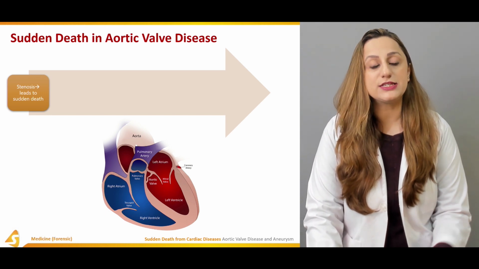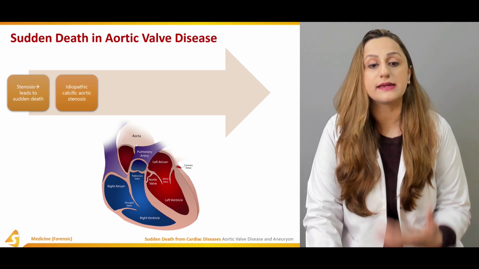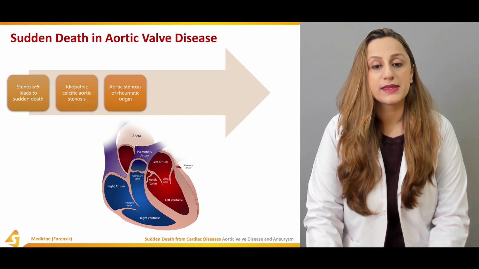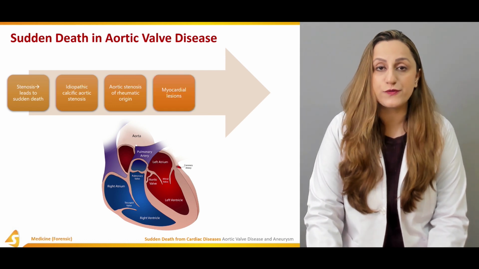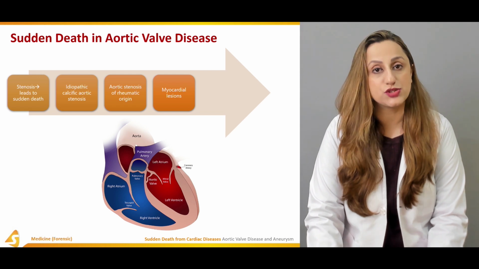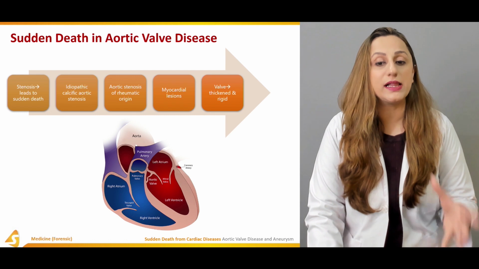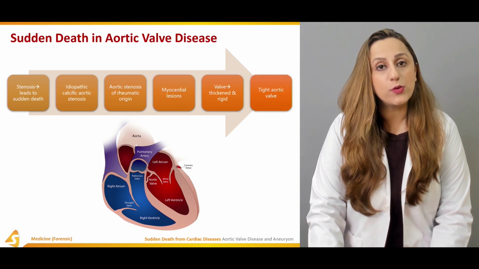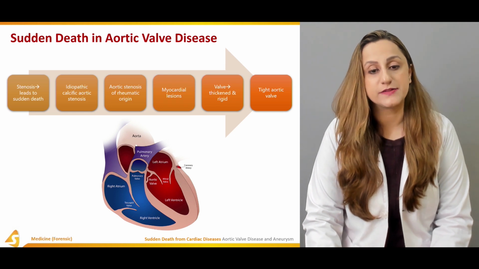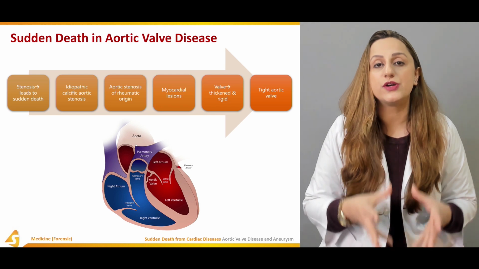The stenosis leads to sudden death, and that is basically going to be found in an idiopathic calcific aortic stenosis. The aortic stenosis of the rheumatic disease is again going to be looked for, and we can have myocardial lesions that are looked for at this level. Then we can have valves that are thickened and quite rigid at this level. Moreover, we can have tight aortic valves. So these are the different variations that can occur at the valvular level.